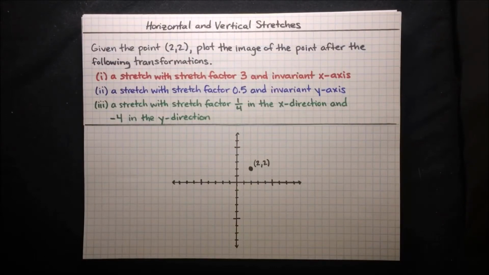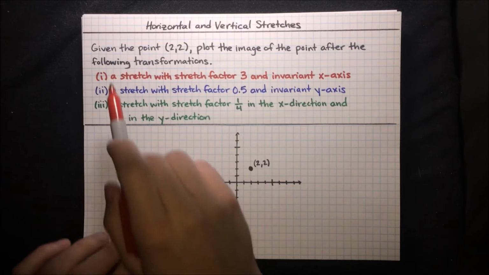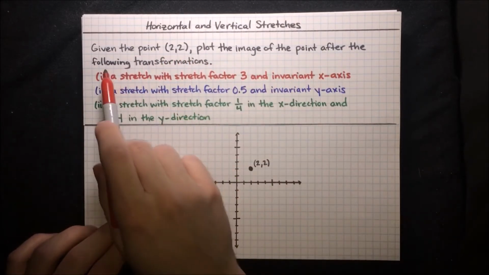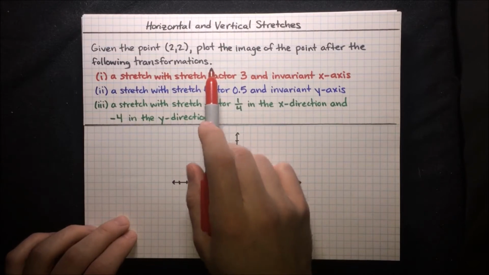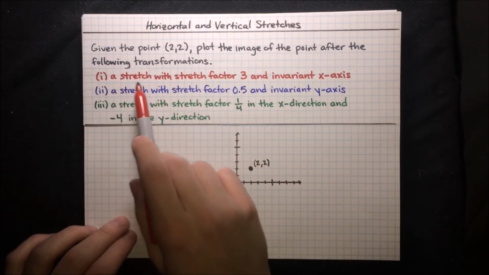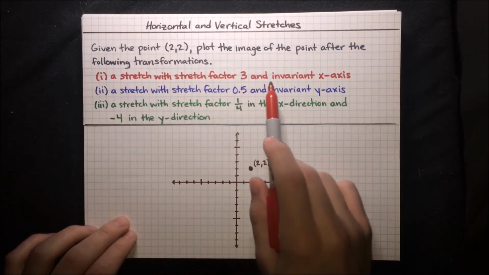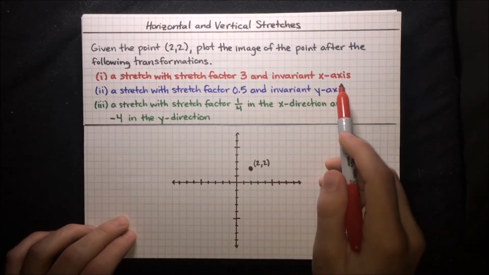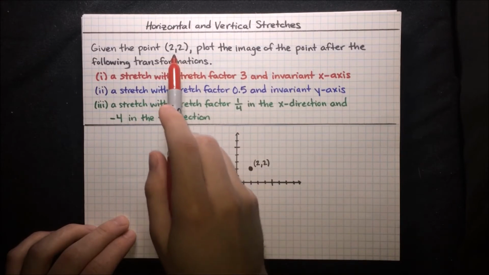In this video, we're going to learn about horizontal and vertical stretches. For our first problem, we're given the point (2, 2), and we want to plot the image of the point after the following transformations. The first transformation we'll consider is a stretch with stretch factor 3 and invariant x-axis. The invariant axis tells us which coordinate doesn't change in our point at all.